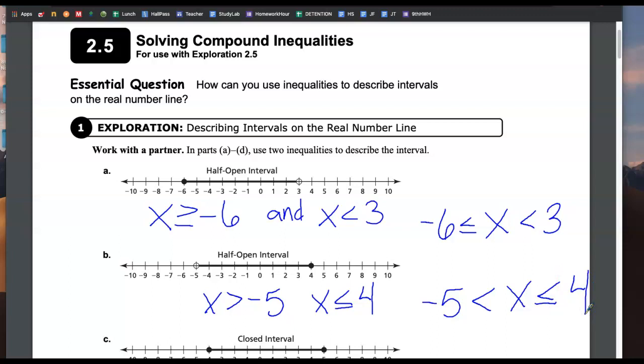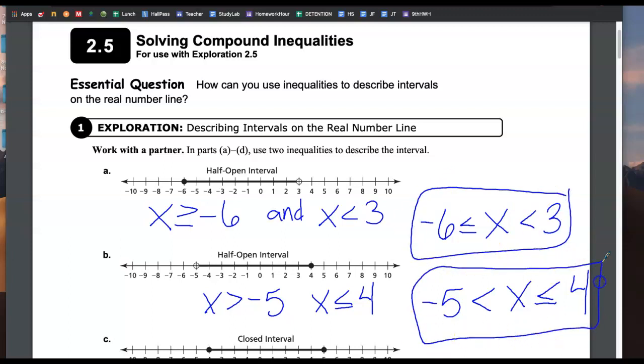Okay? Should we be writing this? Yeah, I would write these ones. So you know that there's two different ways to write them. You can write them that way too, yep. Good?